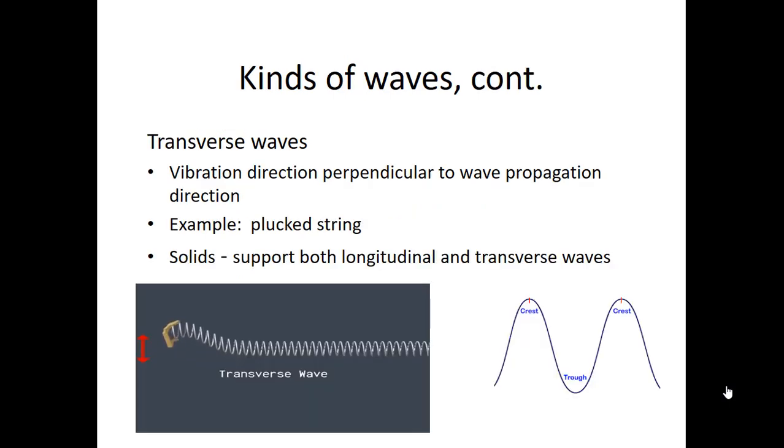A second type of wave is a transverse wave, and transverse waves move perpendicular to the direction of motion. So here as the hand moves up, you can see it creates a crest, and then the hand moves back down, and it moves up again, it creates another crest. The distance between those two crests right here, that's the wavelength. So this would be an example of a plucked string like a guitar. The wave moves up through the guitar string and then it moves back down. Solids can support both longitudinal and transverse waves.